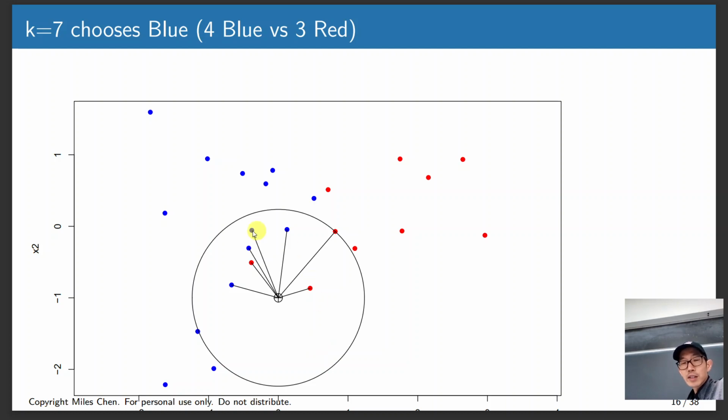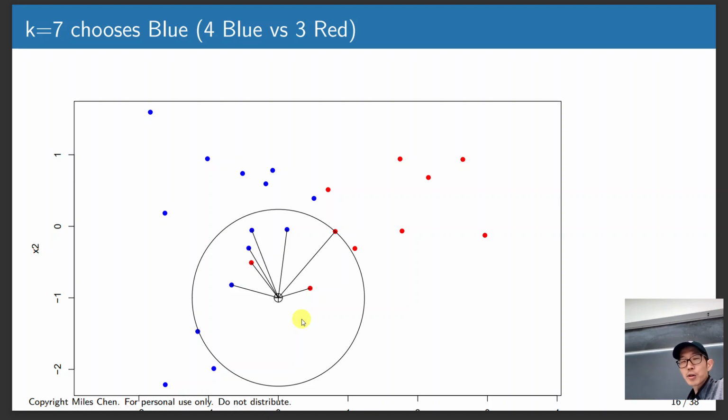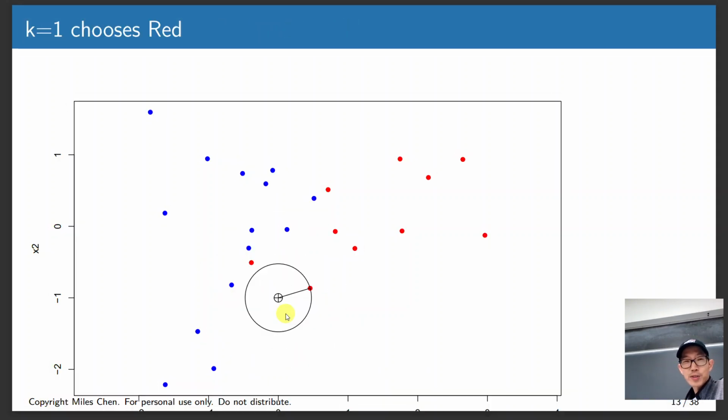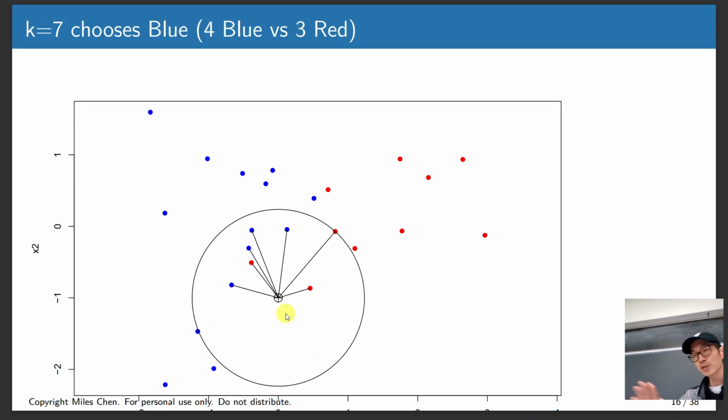If you go to 7, these are your 7 nearest neighbors. This one is just barely a little bit farther away, so it's not one of the 7 nearest, but these are your 7, and you have 4 that are blue and 3 that are red. So 4 blue, 3 red, that gets voted blue. I think that's it. So k of 1 is red, 3 is red, 5 is blue, 7 is blue. This spot could be red or blue depending on what k you choose, okay?